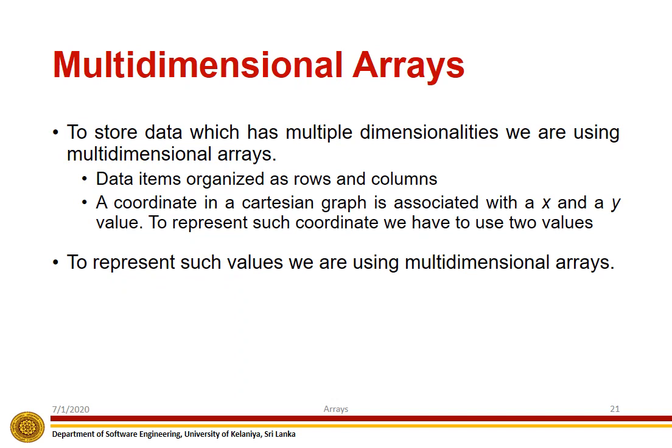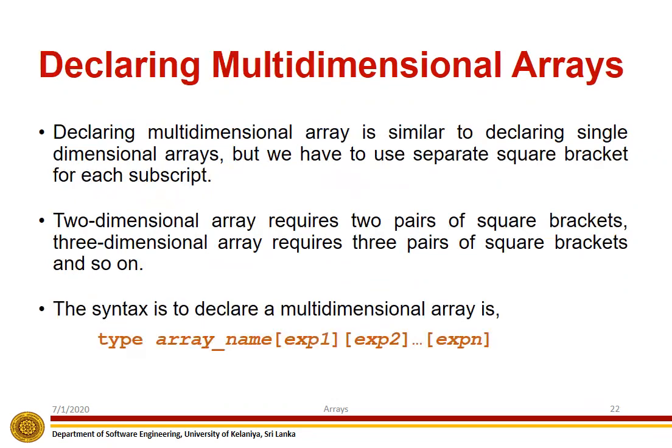Next, multidimensional arrays. To store data which has multiple dimensionalities, we use multidimensional arrays, like data items organized as rows and columns, or a coordinate in a Cartesian graph, which is associated with x and y values. To represent such a coordinate, we have to use two values, so we use multidimensional arrays.